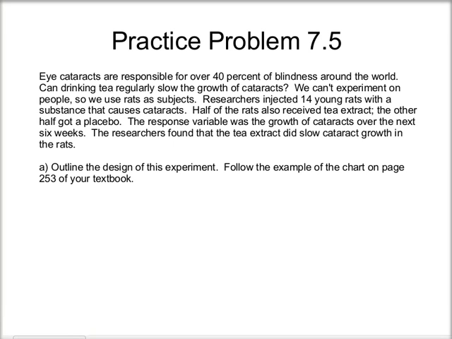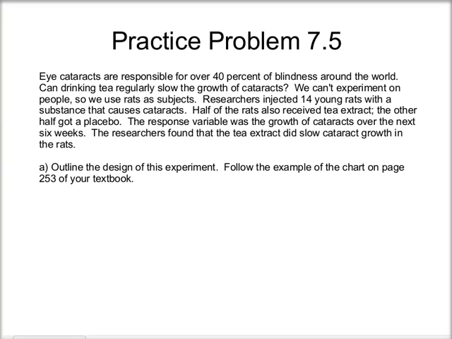This is practice problem 7.5. Eye cataracts are responsible for over 40% of blindness around the world. Can drinking tea regularly slow the growth of cataracts? We can't experiment on people, so we use rats as subjects.